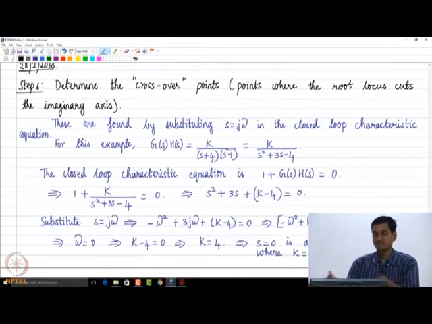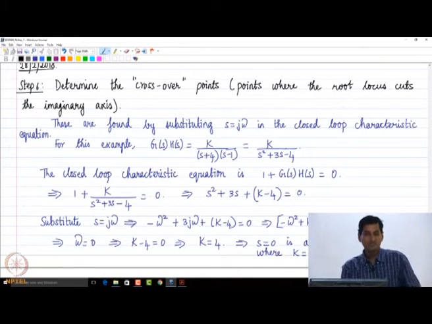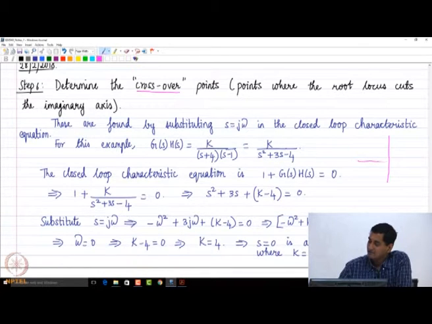So, what is step 6? Step 6 is to determine the crossover points. What are these crossover points? Crossover points are points where the root locus cuts the imaginary axis. Imagine that in the S-plane we want to figure out where the root locus cuts the imaginary axis. Why are these called crossover points? Because I can have, for example, 2 branches of root locus coming like this, and then they cross over from the right half plane into the left half plane.